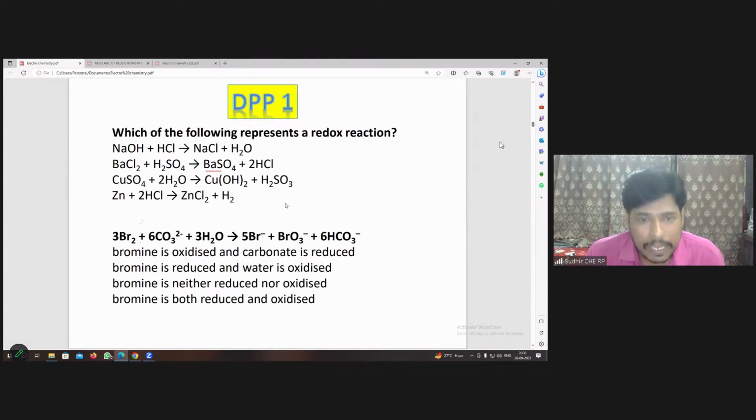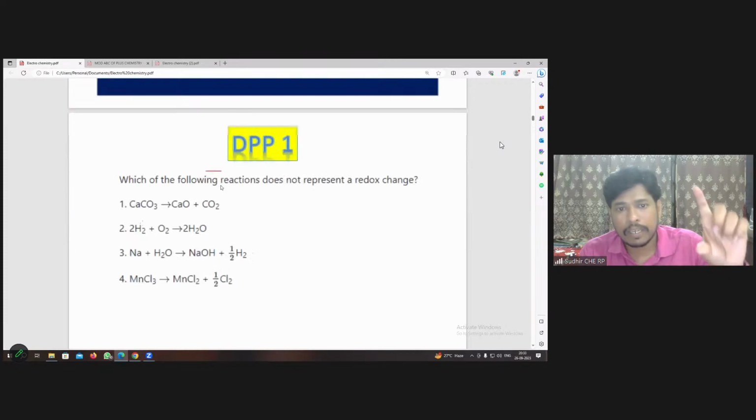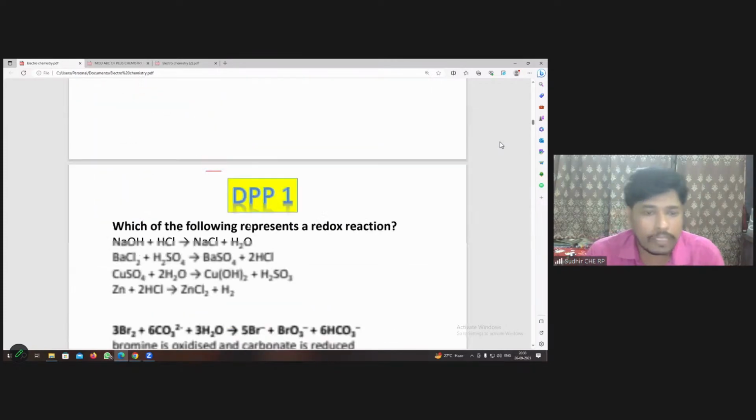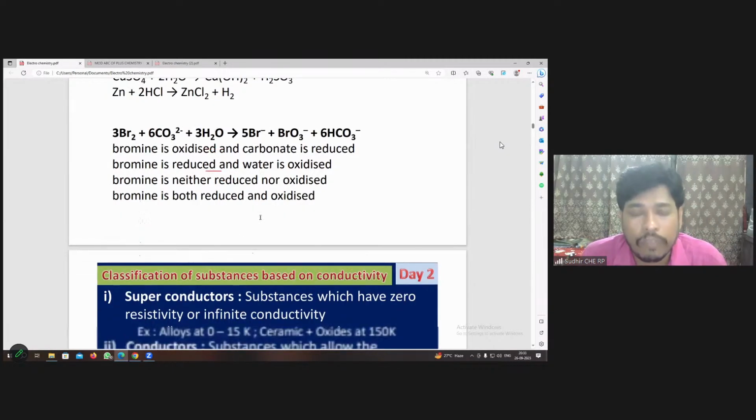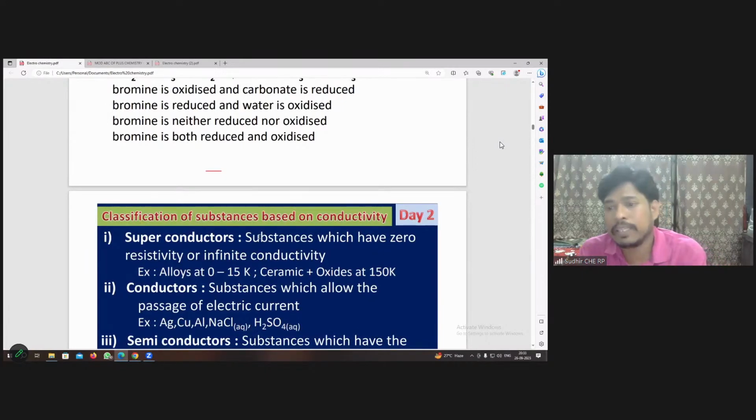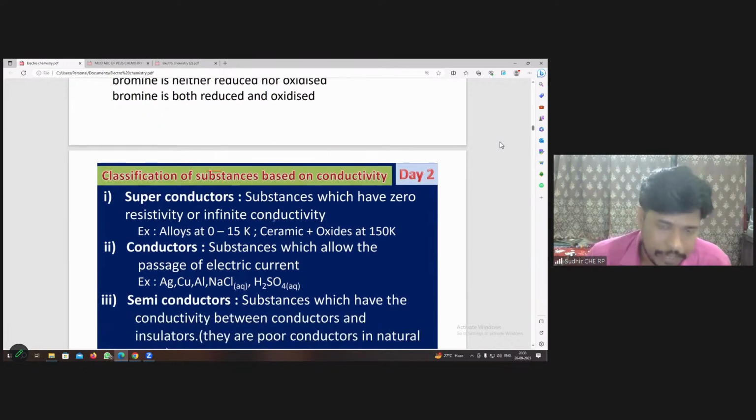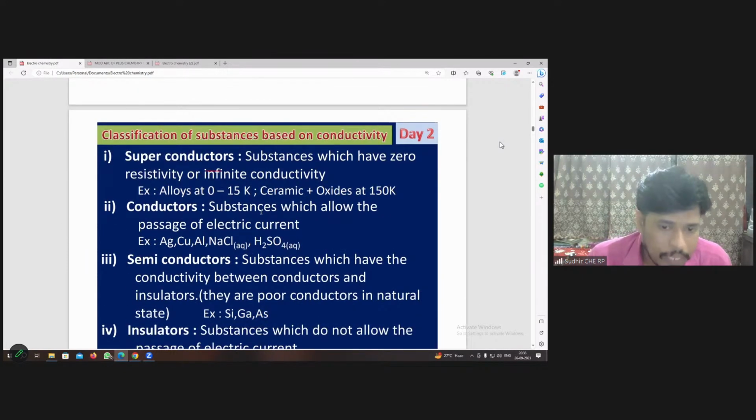So like that, based on redox reactions, these 3 questions I would like to discuss with you, and I wanted to give you clarity on the process of how we identify a redox reaction and a non-redox reaction. I hope it is clear in the redox reactions.